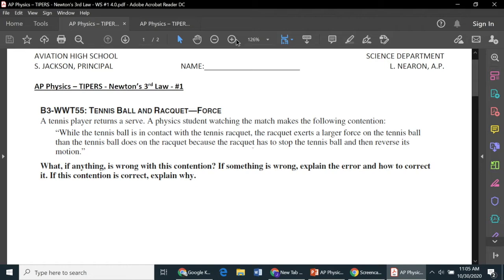WWT 55. B3 WWT 55. It says, a tennis player returns a serve. A physics student watching the match makes the following contention. While the tennis ball is in contact with the tennis racket, the racket exerts a larger force on the tennis ball than the tennis ball does on the racket, because the racket has to stop the tennis ball and then reverse its motion. What, if anything, is wrong with this contention? And if something is wrong, explain the error and how to correct it. If this contention is correct, explain why.